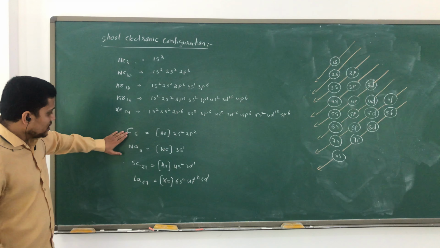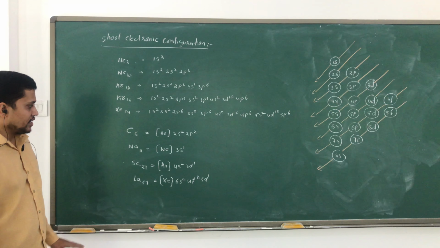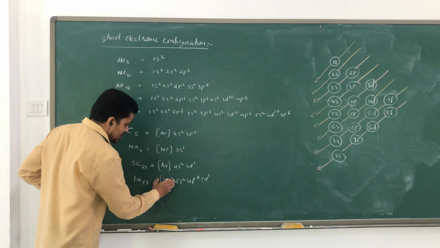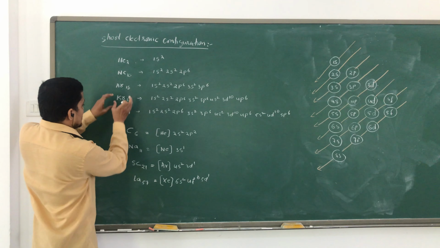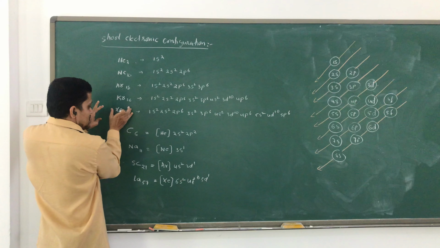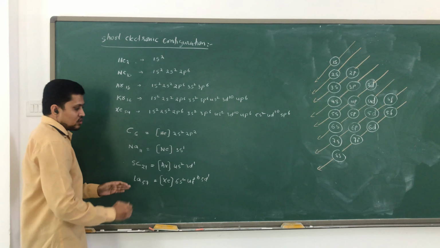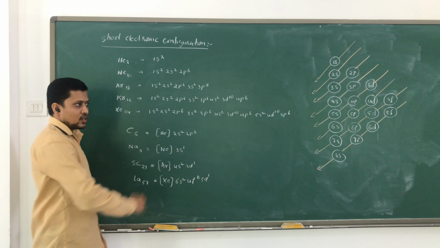So this is what we have: carbon, sodium, scandium, lanthanum, where we are writing the short electronic configuration. Instead of writing the total 1s2 to 5p6, simply we take the term xenon and only write the remaining configuration. So that is what we call short electronic configuration.